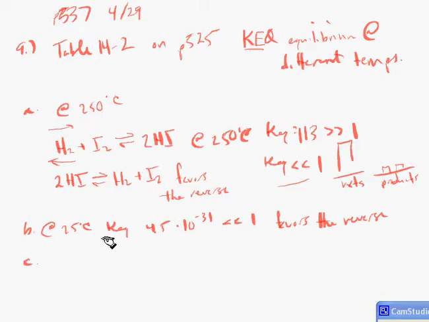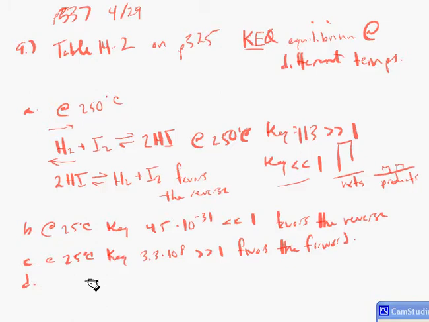If I look at C, N2 plus H2 forming ammonia, they want to know at 25 degrees C what the KEQ is. N2 plus H2 at 25 degrees is 3.3 times 10 to the 8th, okay, which is much greater than 1, which means this favors the forward process.